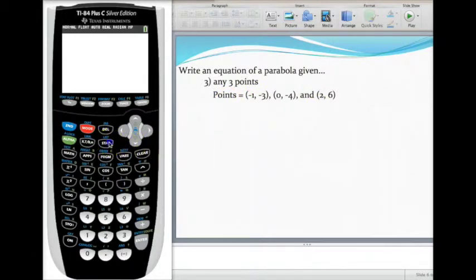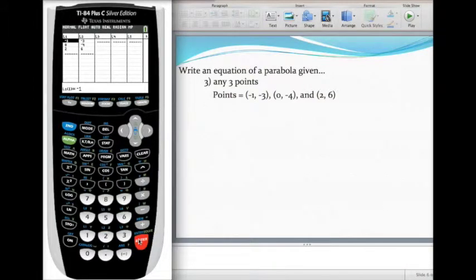So go ahead and go to Stat and go to Edit. And as you can see, I've already typed my points in. I've used L1 and L2, so make sure you're typing your points in the same lists, and make sure your X's are in L1, your Y's are in L2. Hopefully I've stalled enough to give you time to get your points typed in. Otherwise, pause the video and get those typed in.